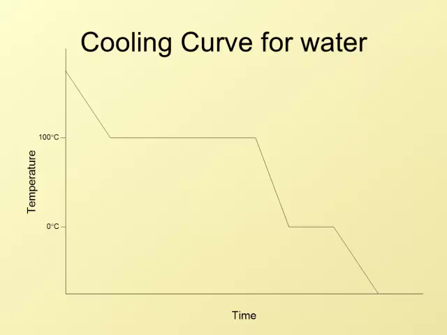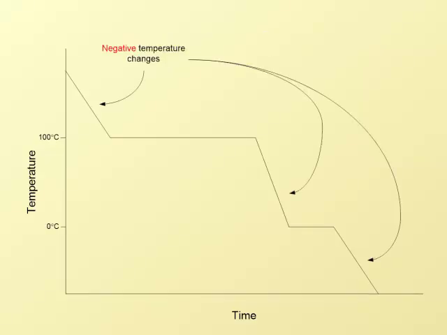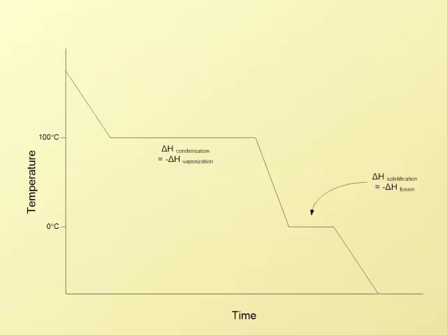Questions can also go in reverse. They can refer to the cooling process for a substance. On a cooling curve, temperature changes are always negative. If a sample is cooling, its final temperature is lower than its initial temperature. Final minus initial then would result in a negative number. Additionally, the delta H values are negative.